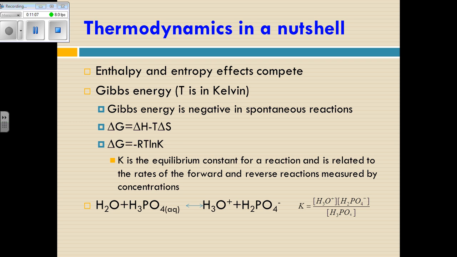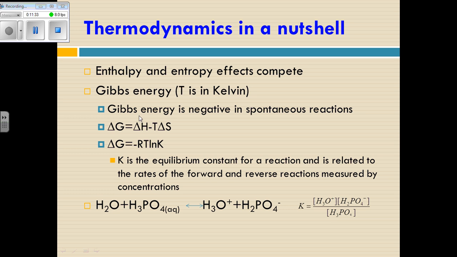And so what we need to determine if something is going to be spontaneous, if it's just going to happen all by itself, is the Gibbs energy. Gibbs energy lets us compare the effects of enthalpy and entropy. The equation for it is delta G, the Gibbs energy, equals the enthalpy minus the temperature times the entropy. Temperature is always in Kelvin when we're talking about thermodynamics, so it's on the absolute scale.